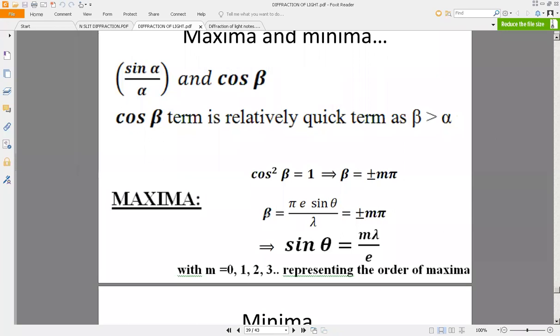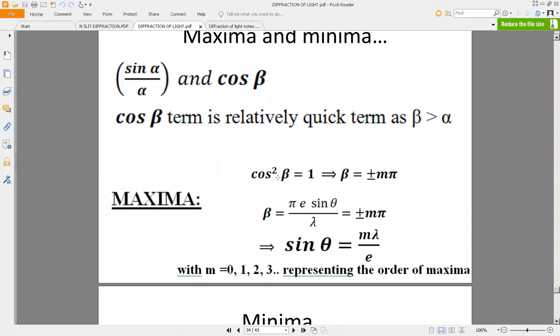Right? As you know, beta, which is nothing but 2 pi by lambda e sin theta, or by 2 is there. So with the 2 and the numerator gone, you are left with just pi e sin theta by lambda for beta, just like pi d sin theta by lambda for alpha. Okay. So our beta, I am equating it to m pi. So we get sin theta is equal to, of course, there should be a plus or minus sign because I have retained it here, plus or minus m lambda by e, which is going to give you the condition for maxima.